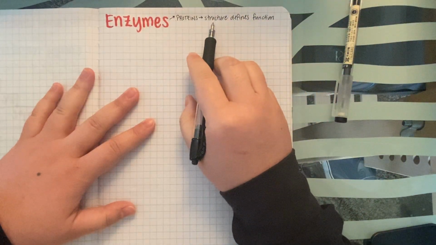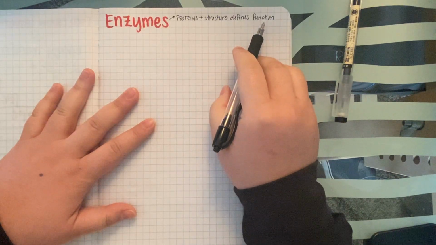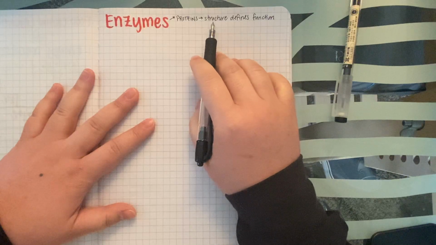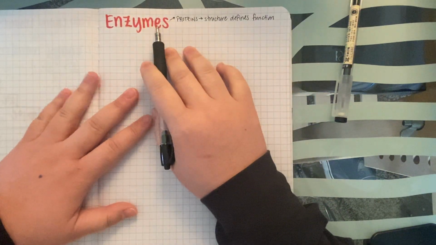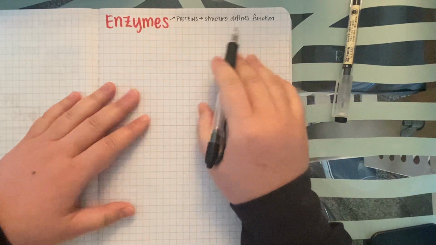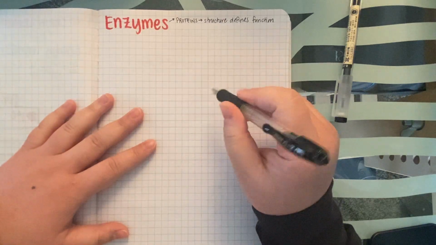Meaning, how the protein is folded defines the function that that protein can do. If you fold your protein differently, it'll give you a different function. Because enzymes are proteins, this holds true. We can change the function of an enzyme by causing it to fold differently.